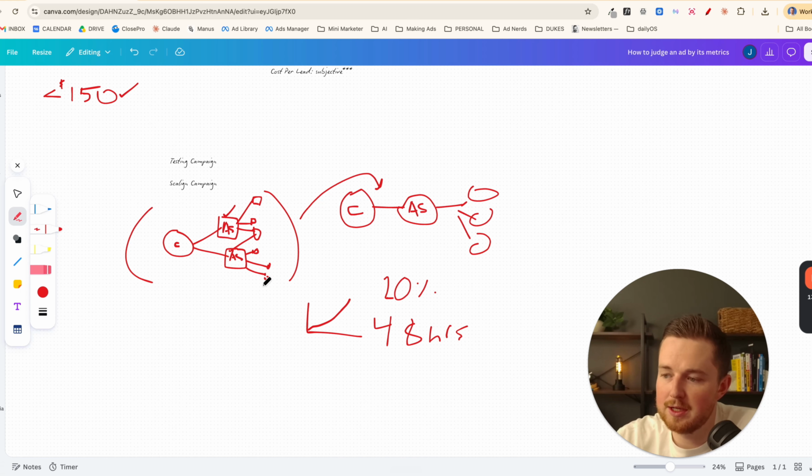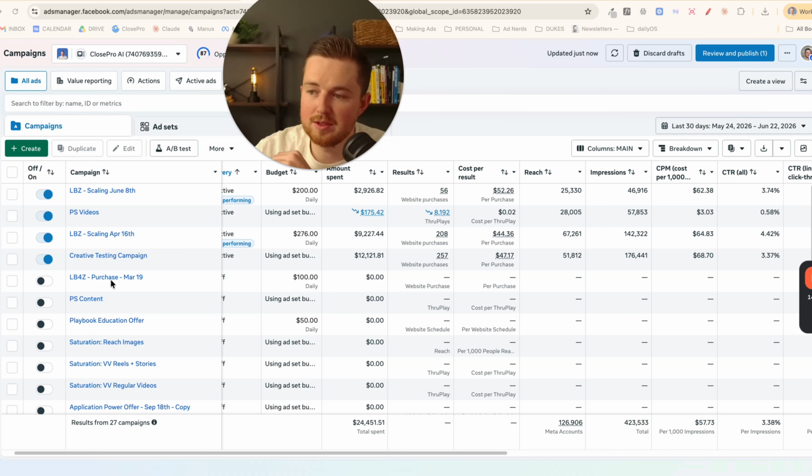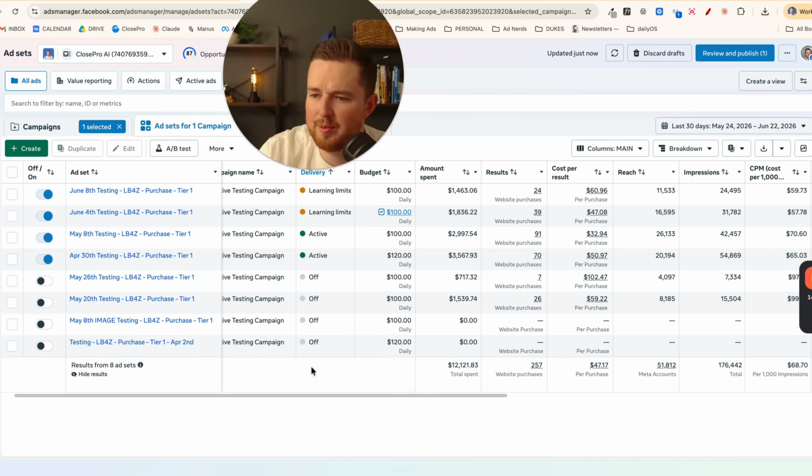So I'll jump into my ad account and show you just one of the offers that I'm running right now on this testing and scaling campaign. We'll walk through some ads on how to actually judge them by their metrics. All right, so I've got a couple of campaigns going. I won't dive into all of them, but here is my creative testing campaign. You can see I've been running this for a couple of months on this new campaign for this particular offer.